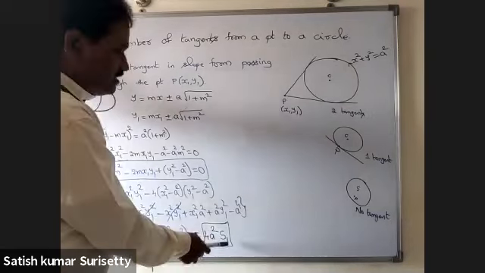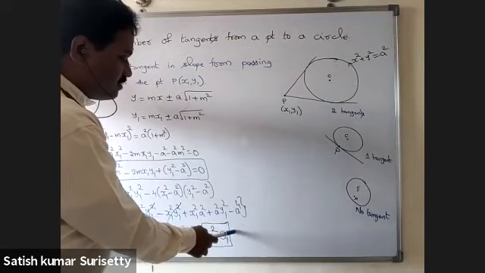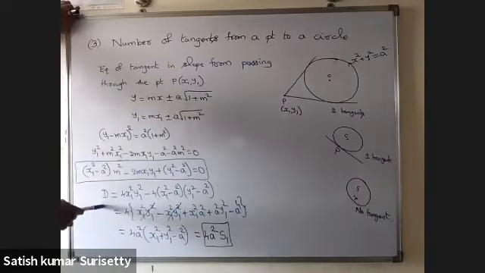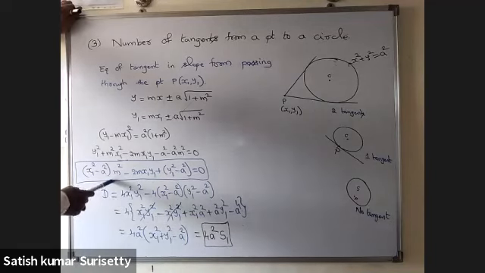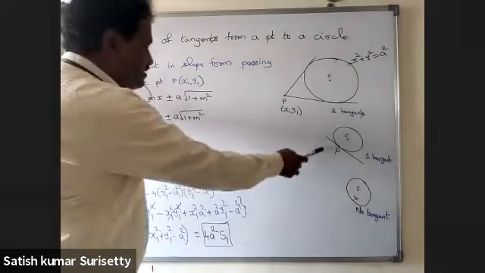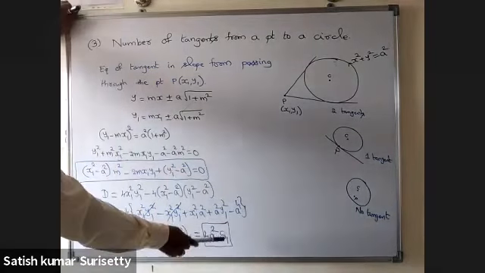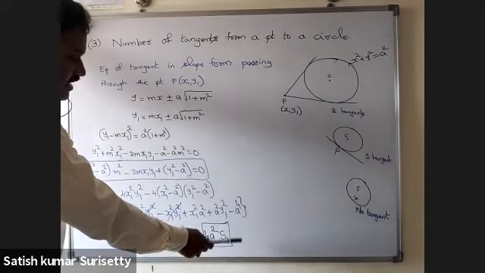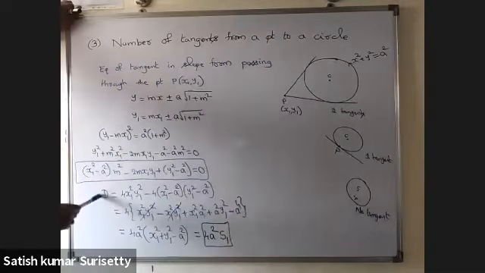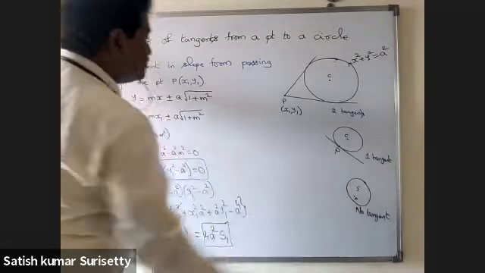When the point is on the circle, S1 equal to 0 implies D equal to 0. D equal to 0 means this quadratic equation has equal roots, so only one value of m is possible. That means only one tangent exists. If the point is inside the circle, then S1 is less than 0. So the discriminant is less than 0, no value of m is possible. That's why no tangent is possible.